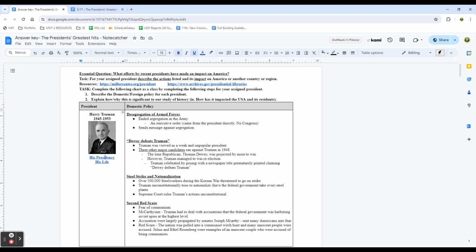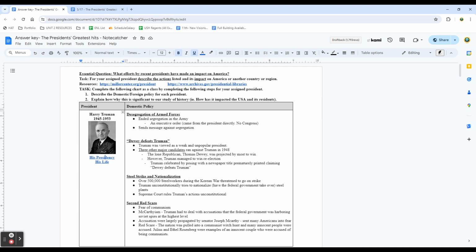Next, in 1952, during the middle of the Korean War, about 500,000 steel workers tried to go on strike. And to prevent these steel mills from closing, Harry Truman nationalized steel mills around the country. He tried to take over the steel mills and steel plants, but the Supreme Court ruled this action was unconstitutional.